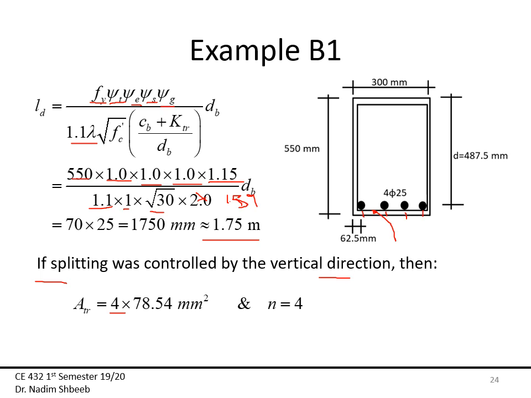But then if you notice, the number of bars is 4. So 4 by 4 would usually cancel out, and then if you just multiply by ATR, it's going to be 1. One more thing. Let's say I added another hook right here, and again splitting is controlled in that direction, then my ATR would be 1, 2, 3. So any lateral reinforcement that is working against the crack is going to be considered in my ATR calculation.